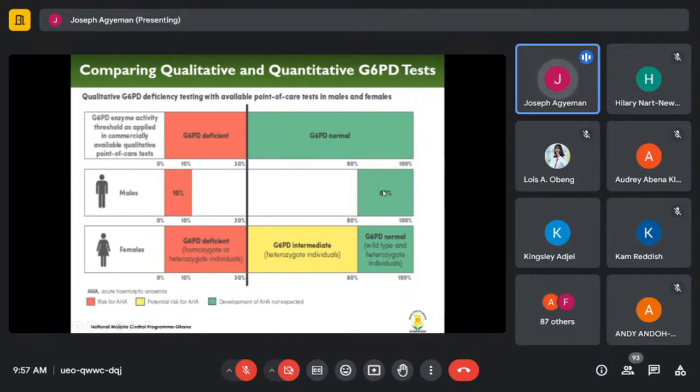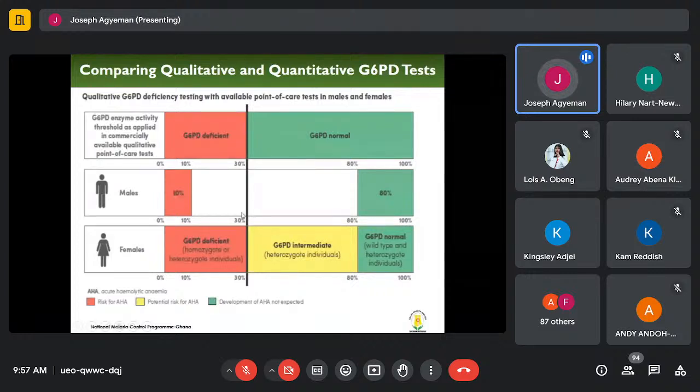So once you measure the enzyme activity and you hit 80% and above, it means that you don't have any problem. So it is the enzyme activity that they measure, and at times they relate it to concentration. So 80% activity means that yes, you don't have any defect. If you have between 80 to 30%, then there is partial defect. Anything below 30%, it means that you have a problem.